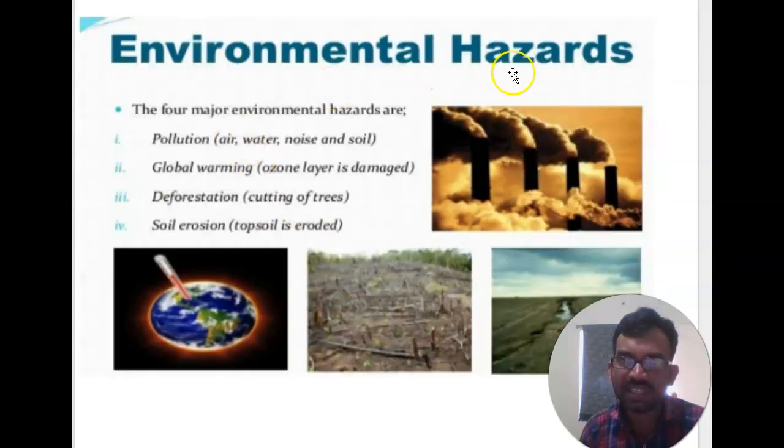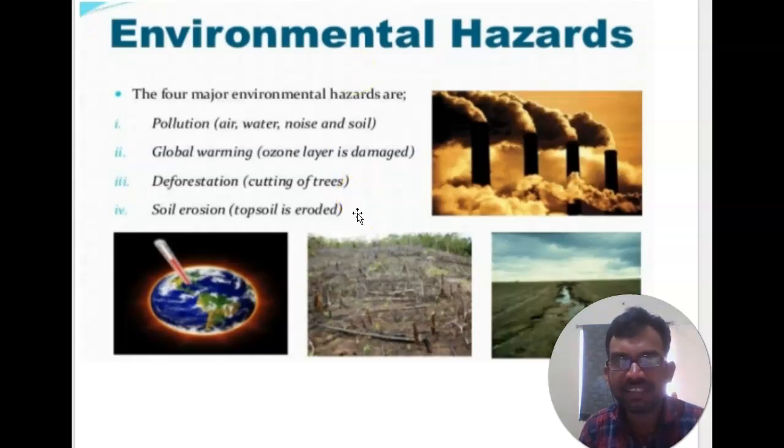And you can see the environmental hazards. There are 4 major environmental hazards or pollution types: air, water, noise and soil. Global warming, ozone layer damage, deforestation meaning cutting of trees, and soil erosion where topsoil is eroded. These kinds of environmental hazards we need to study in detail in the next YouTube class.